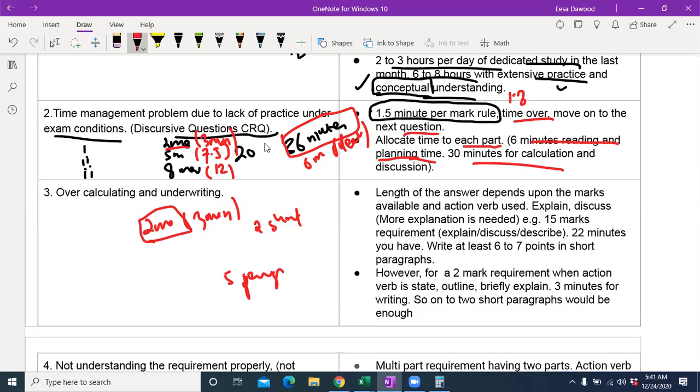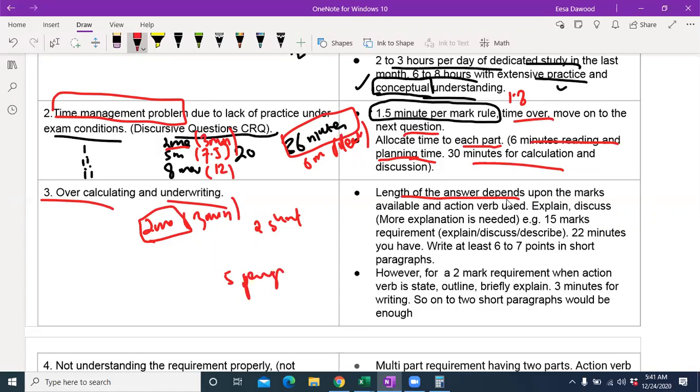So how do you tackle time management, how do you get the time management skill? You need to start practicing right from the start. Allocate time to each part, and if the time is over, move on to the next question. Move on to the next question. Over calculating and underwriting.